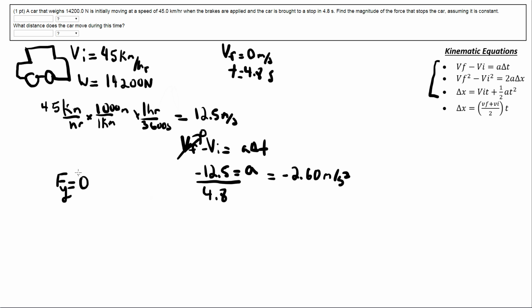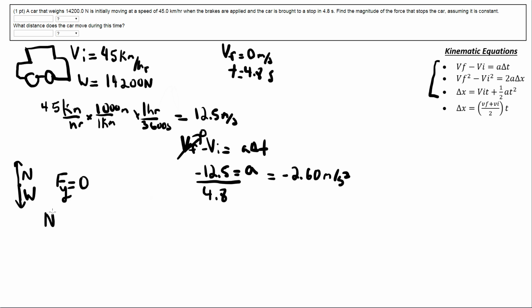Because it's not moving up or down. There's no acceleration, so it's not moving up or down. So let's start off with a free body diagram. In this case we have the normal force and the weight. And because it's not moving up or down, like it's not going underground, nor is it flying, we can say that the normal force is actually equal to the weight.